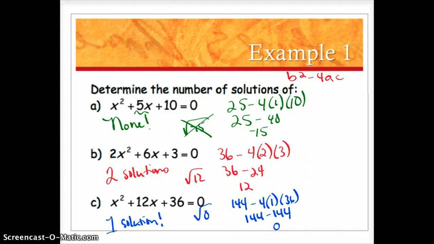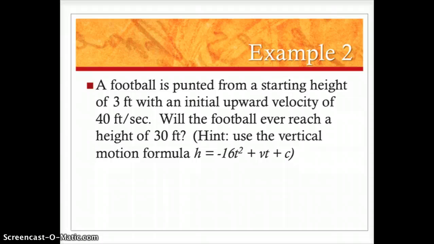All right, so let's do a word problem with this concept. A football is punted from a starting height of 3 feet, and it has an initial upward velocity of 40 feet per second. I want to know, will the football ever reach a height of 30 feet? So here we go, the football. Here it's getting punted. I want to know if it's ever going to get up to 30 feet.